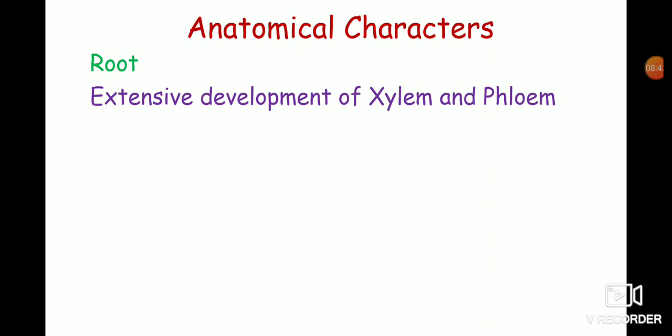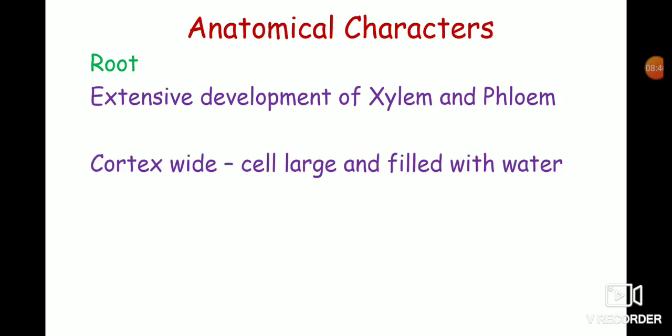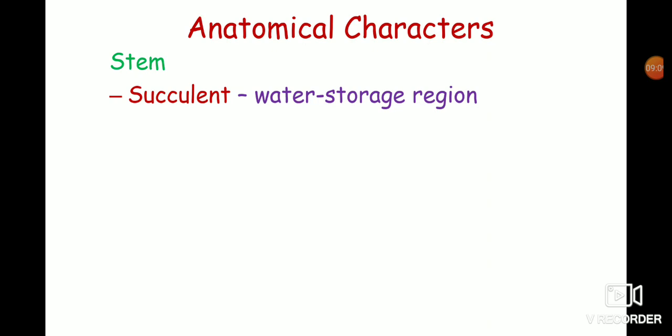The roots usually show extensive development of xylem and phloem. The cortex is wide, especially in storage roots like asparagus, where its cells become large and are filled with water. In Calotropis, the root possesses rigid and thickened walls. Then coming to stem, in succulent fleshy xerophytes, the stem possesses a water storage region.